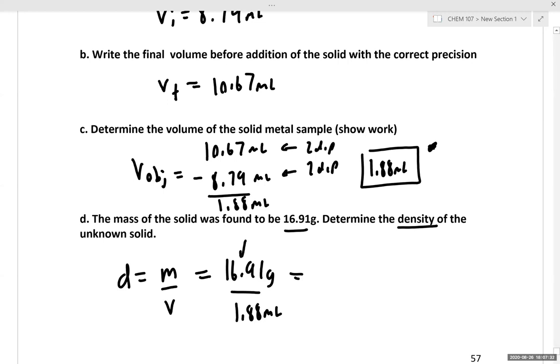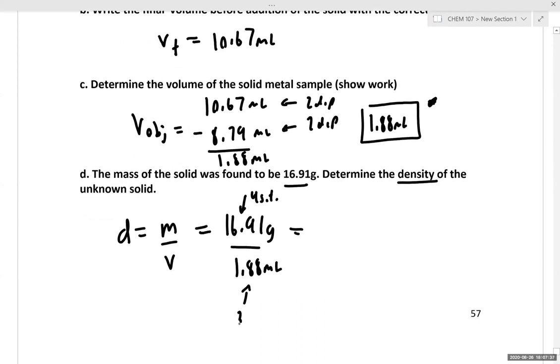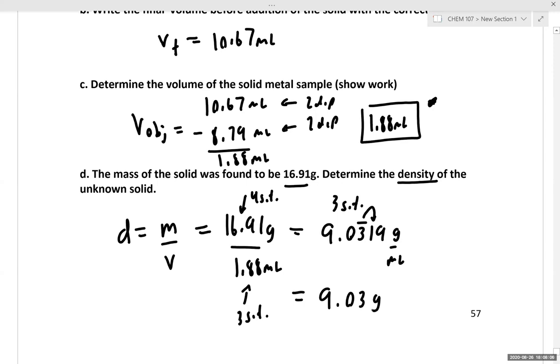Keeping in mind, based on sig fig rules, our top number has 4 sig figs, our bottom number has 3 sig figs, so our density should be written as our final answer with 3 sig figs. So we get 9.0319 grams per mL. We round this number to 3 sig figs. Looking at the 3, 1 space to the right, 1 is less than 5, so we round down, and that gives us 9.03 grams per mL.